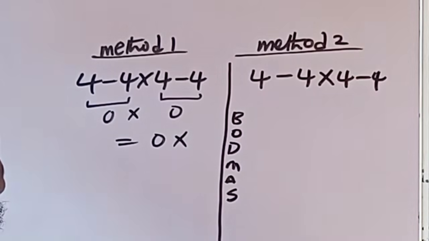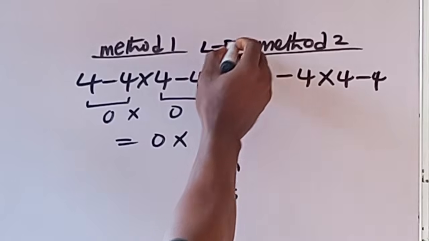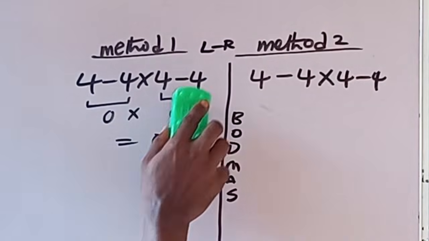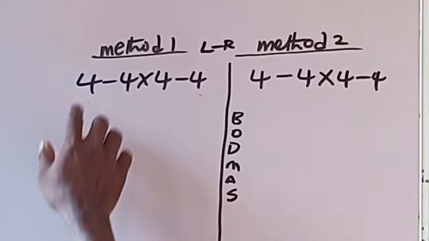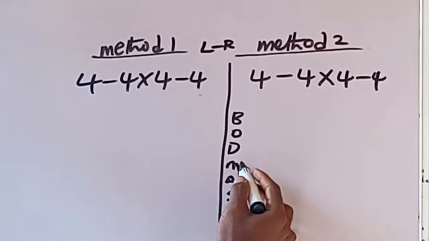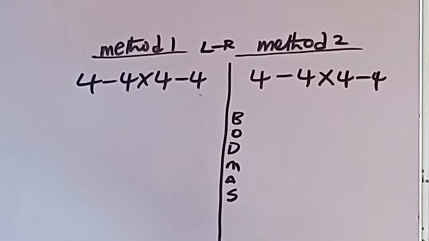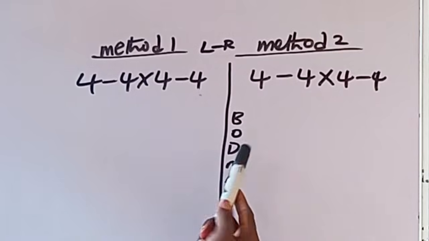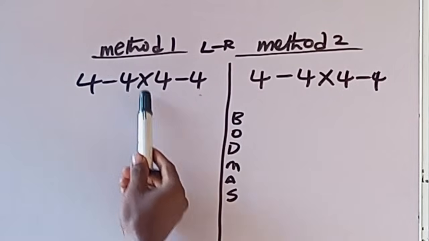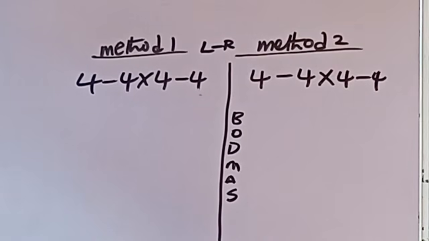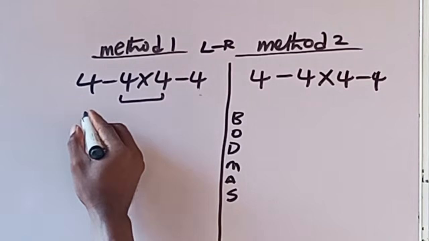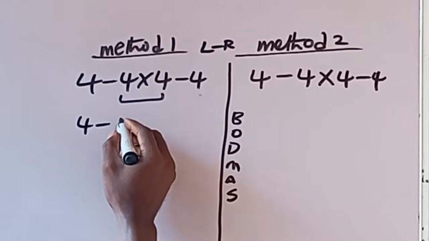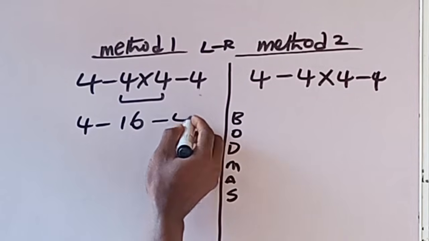So we are solving this using the rule from left to right, okay? We are solving from left to right. So if we do that, we are going to solve it accordingly. Since there is no bracket, there is no exponent, and there's no division sign here, we just have a multiplication and a subtraction, okay? So we have to do this multiplication first, which is this. So we have 4 minus 4 times 4 is going to give us 16 minus 4.